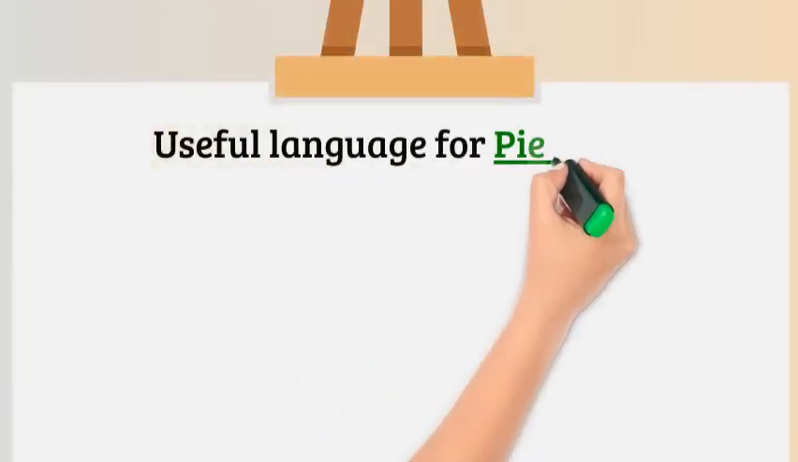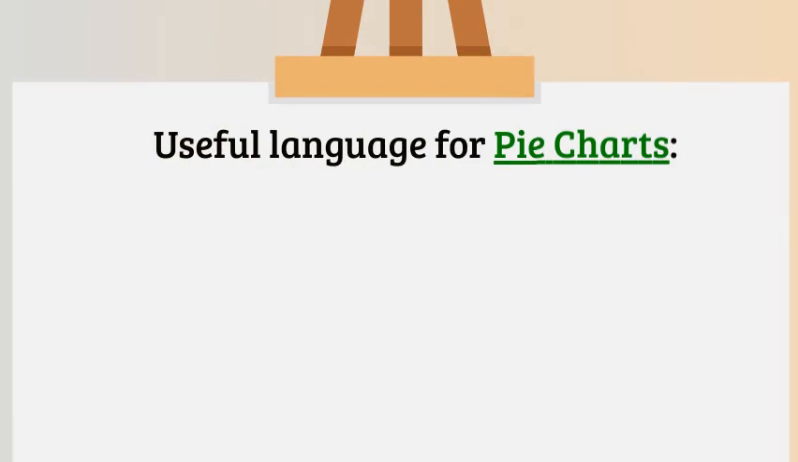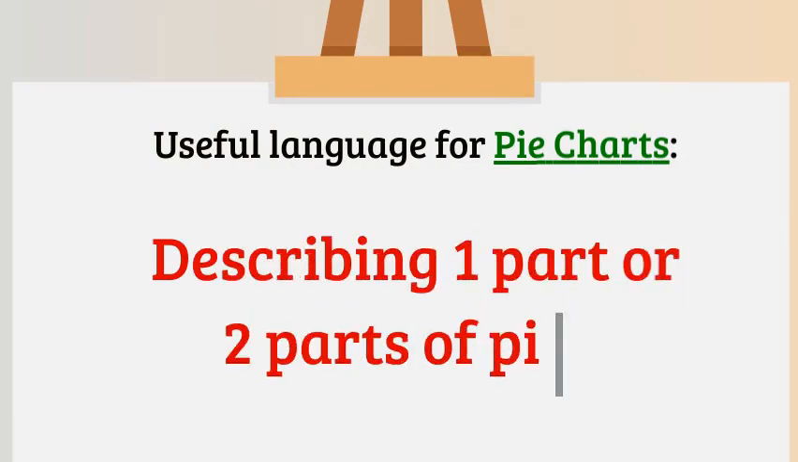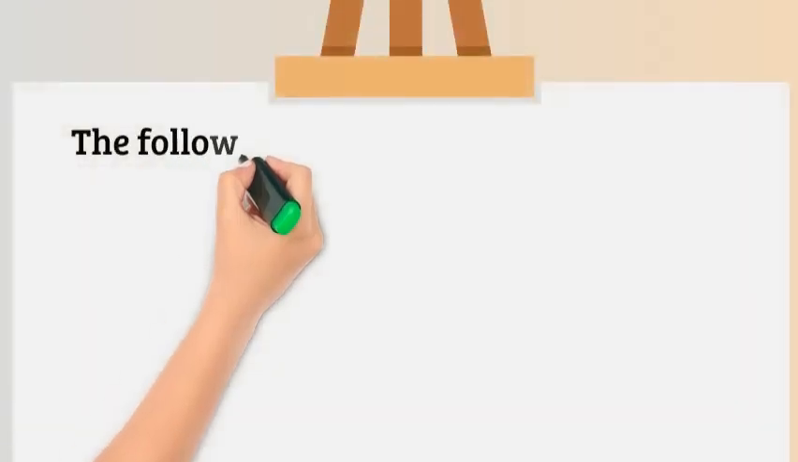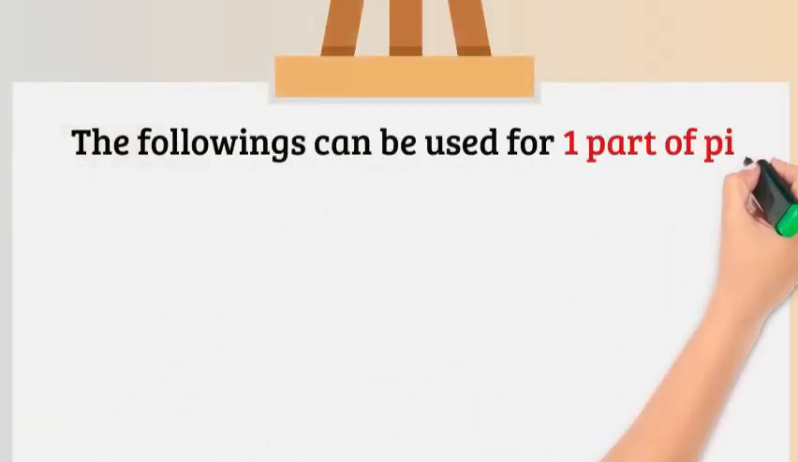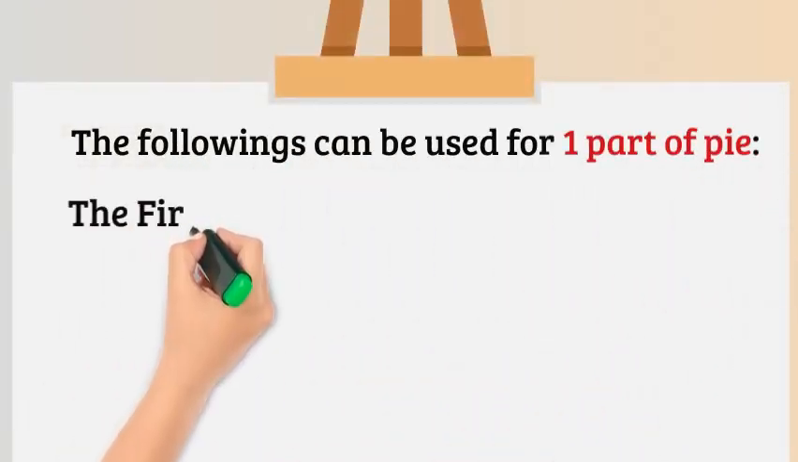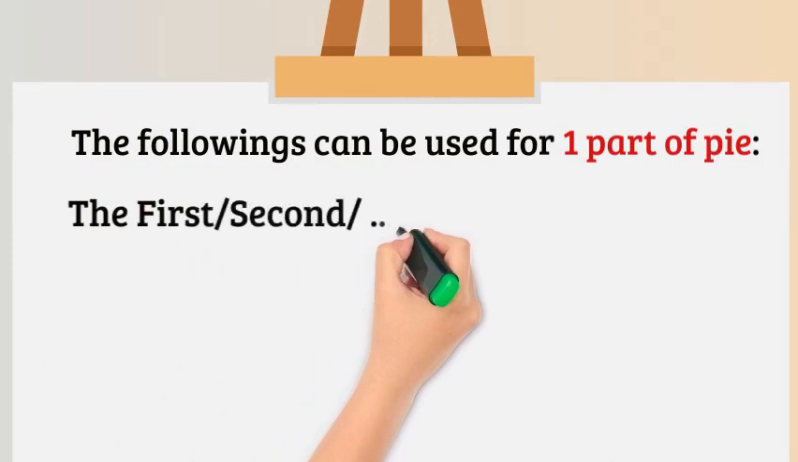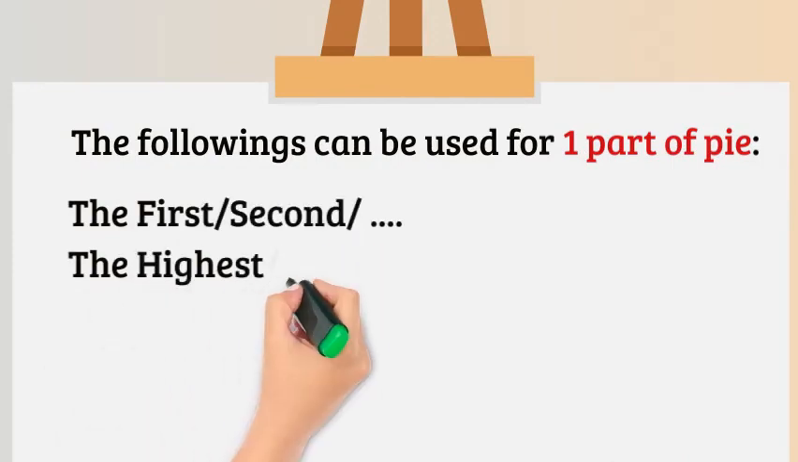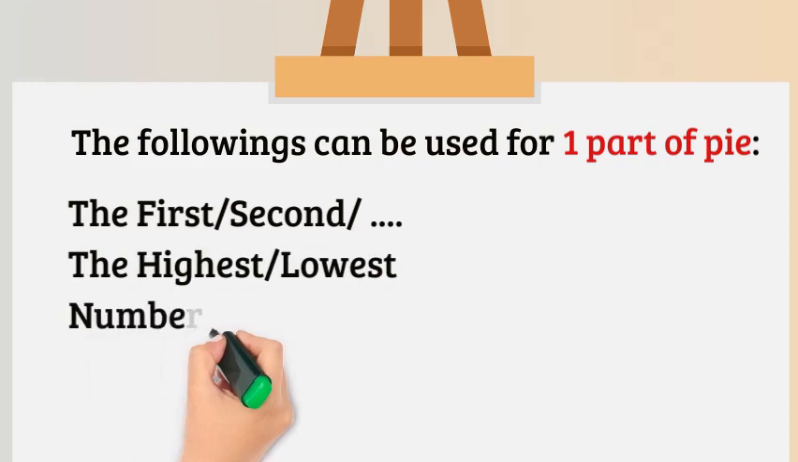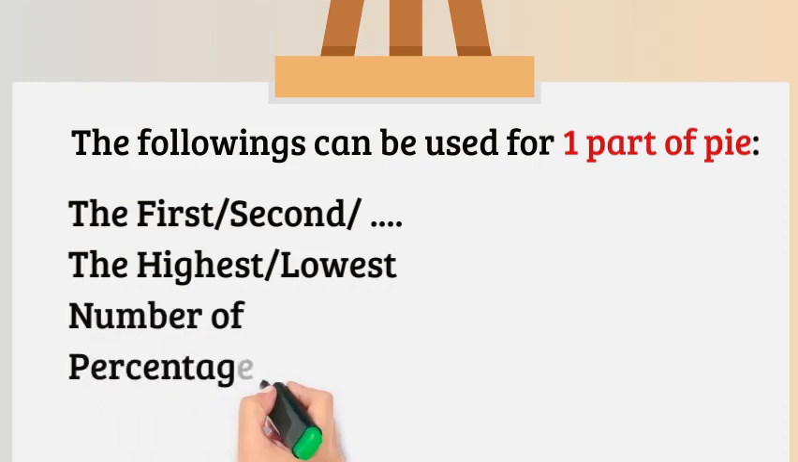Useful language for pie charts. Describing one part or two parts of pies. The followings can be used for one part of pie: the first, second, the highest, lowest, number of, percentage, proportion.